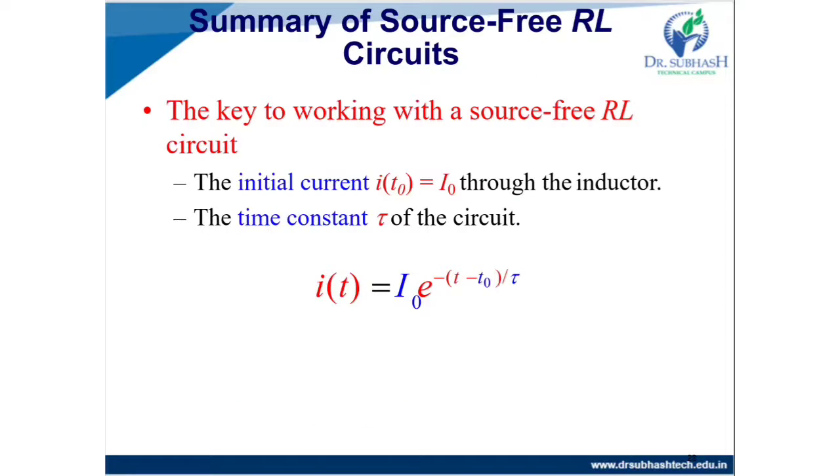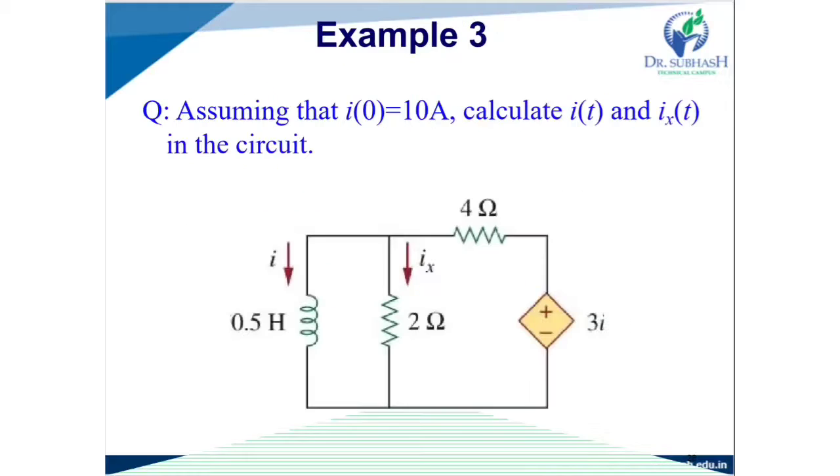So, summary of the source-free RL circuit. The key to working with the source-free RL circuit: the initial current i(t0) equals I0 through the inductor. The time constant tau of this circuit is L by R, and i(t) equals I0 e raised to minus t divided by the time constant.